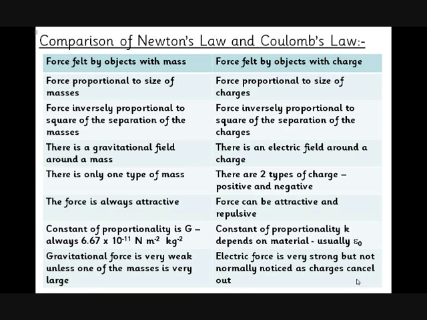Obviously, the first thing: in Newton's law of gravitational attraction, the force is felt by objects with mass, whereas Coulomb's law is the force felt by objects with charge. It's got nothing to do with the mass, only the charge. And the same, Newton's law's got nothing to do with the charge. The force is proportional to the size of the masses, whereas over here the force is proportional to the size of the charges. And again, I don't mean the size in terms of their physical size. This is the size of the charge, whereas this is the size of the mass.